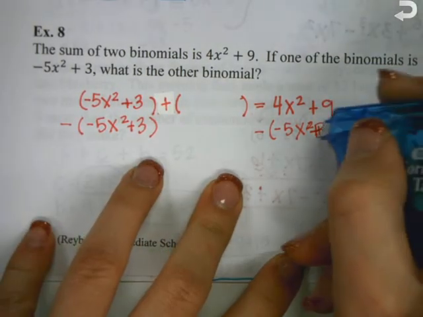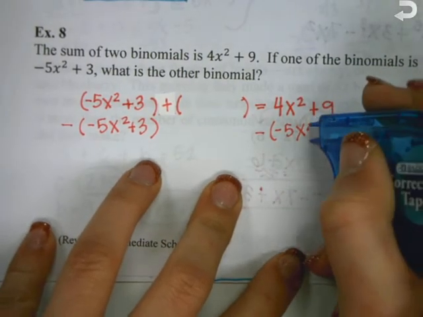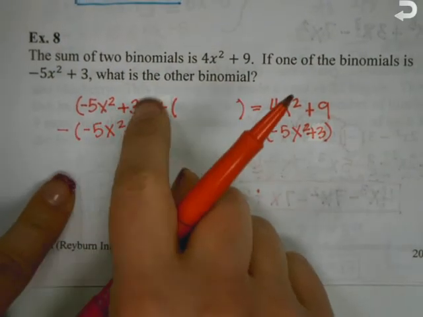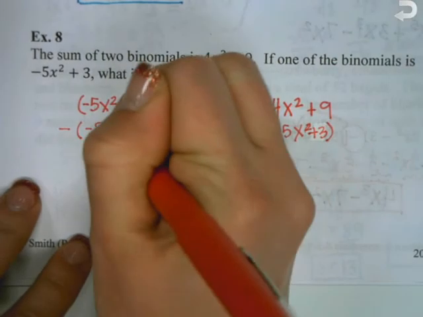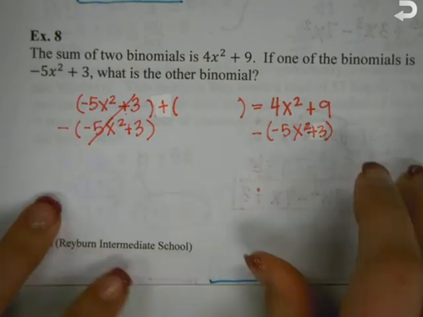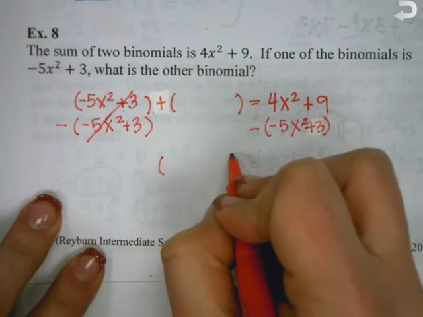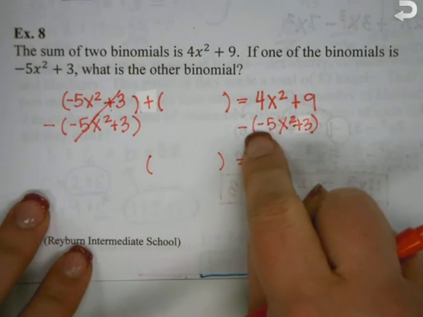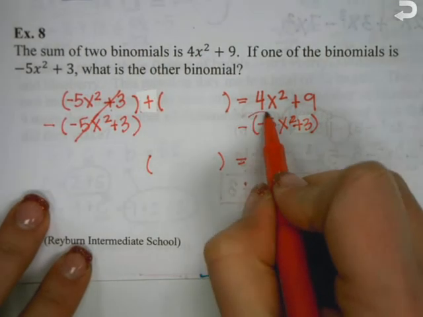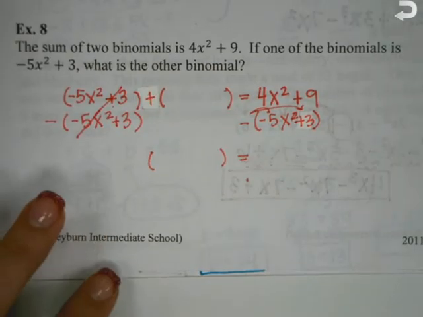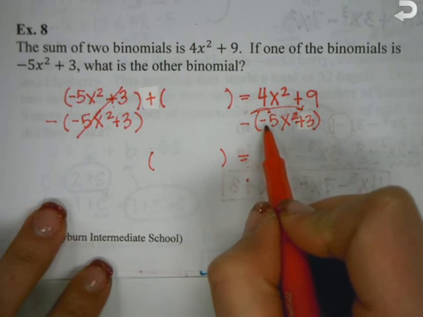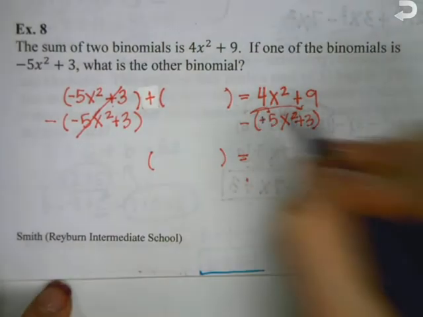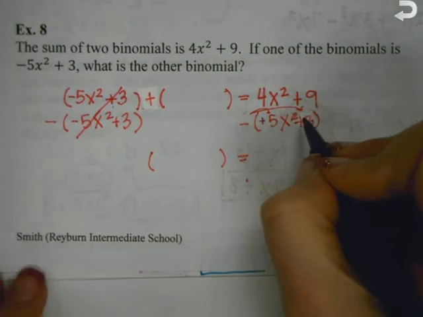Now, this whole thing is being subtracted from itself, so they just cancel out. So we are left with our blank binomial equals. Now what do I have to do with that negative? I have to distribute it. So when I distribute the negative, what happens to that negative 5x squared? It becomes a positive 5x squared. And what happens to that positive 3? It becomes a negative 3. Distributing the negative changes the signs, right?